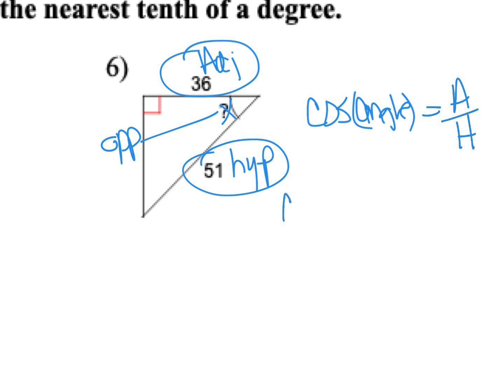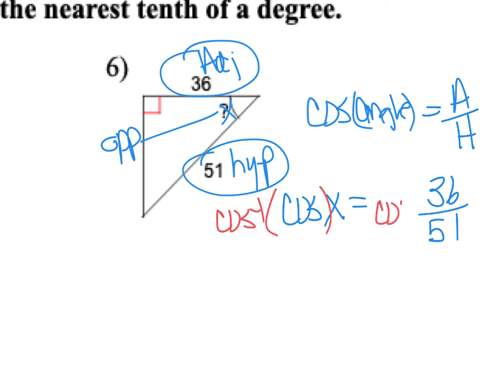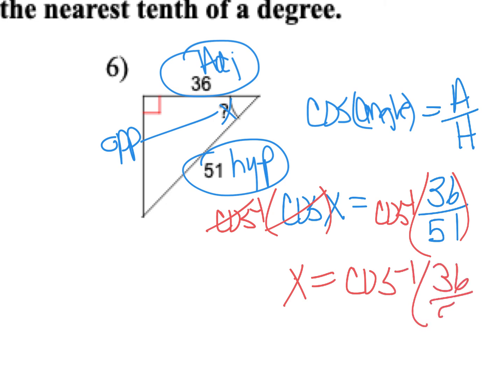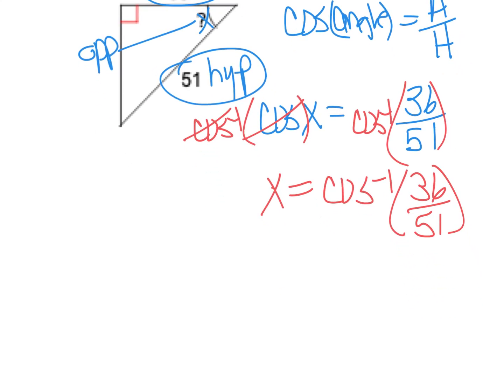So we're going to have the cosine of our angle, we don't know that, it's x, equals adjacent, which is 36, over our hypotenuse, which is 51. Just like we did before, we need to undo cosine, so we're going to take the inverse cosine of both sides. That gets rid of our cosine, and we're just left with x over here. And then in our calculator, we are going to do inverse cosine of 36 over 51. And when you put that in your calculator, you get that x equals 45.1 degrees.